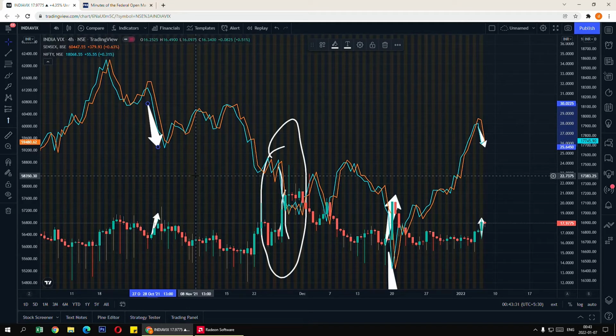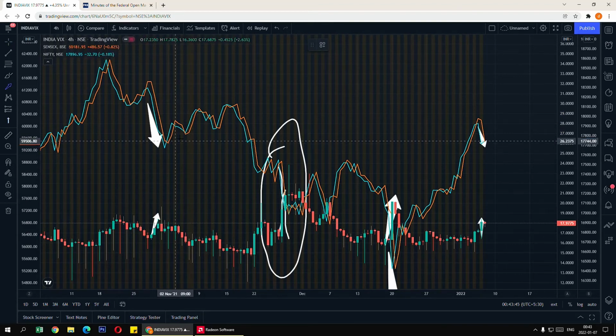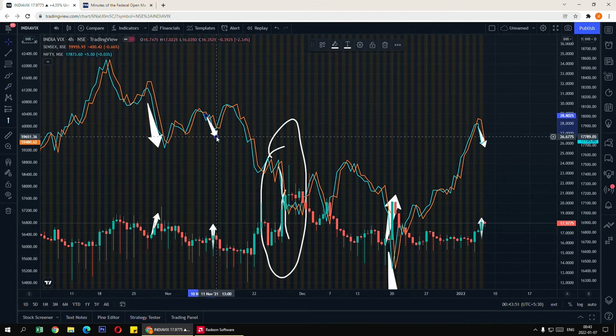Can I find another example? Okay, yes, I can find another example. Yes, the volatility index increases and we can see the correction in the market. So this is how this indicator could be useful.